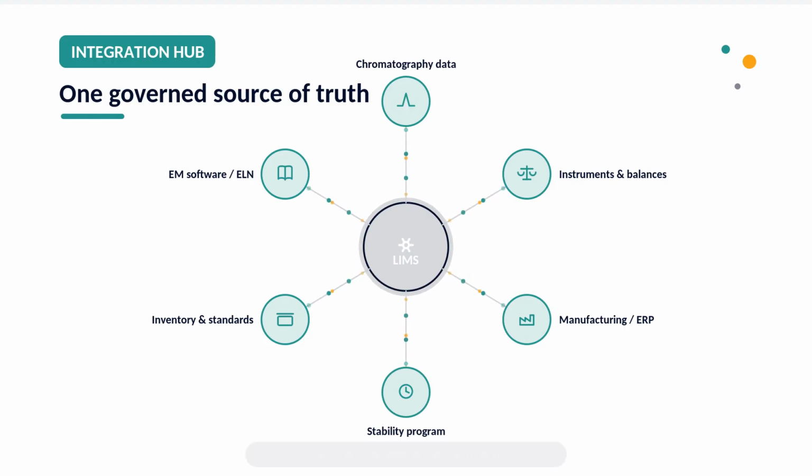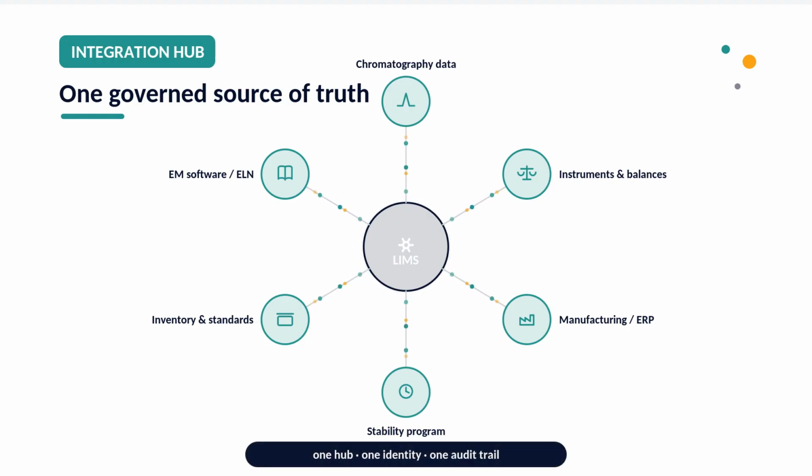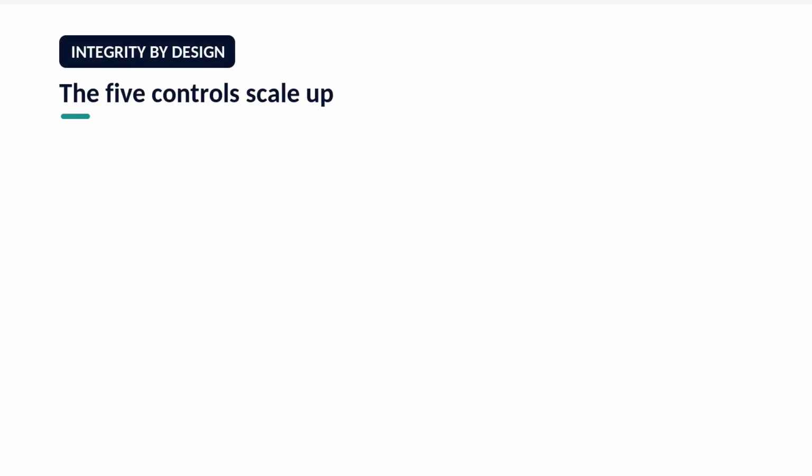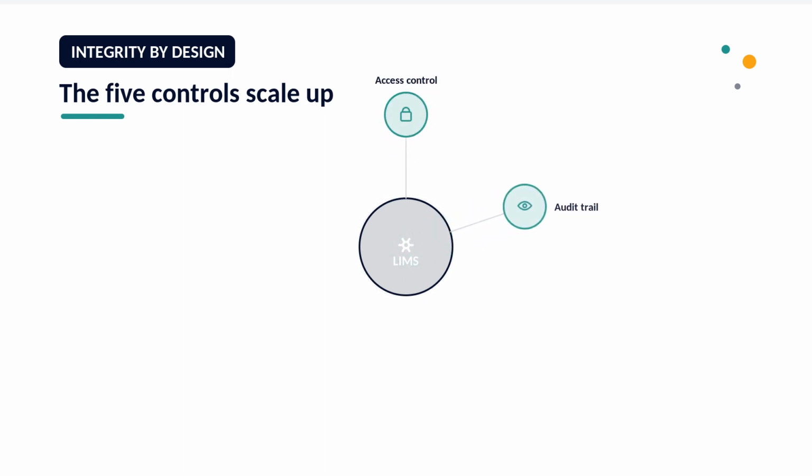Integration is exactly where data integrity either holds together or quietly falls apart between disconnected systems. And the 5 technical controls? They don't change. They scale. Access control. The audit trail. Electronic signatures. Secure storage. And validated calculations now apply across the whole laboratory. Not just one instrument. There's one addition.